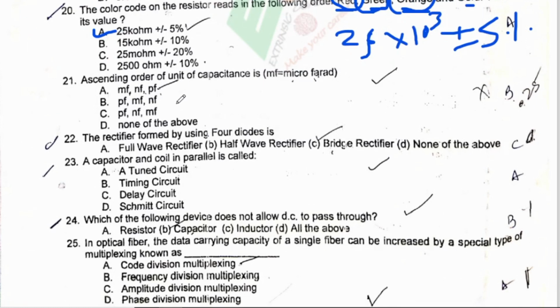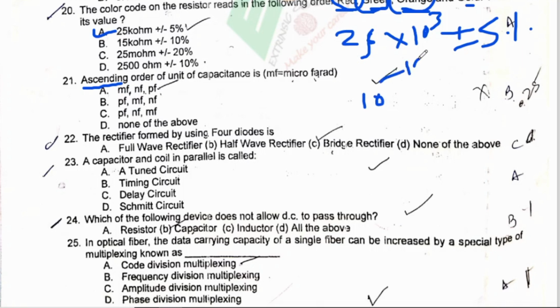Next, the ascending order of the unit of capacitance. Ascending order means increasing order. So first you need to write the smaller one, then bigger, then bigger. The smallest is 10 raised to minus 12, that is picofarad. Then 10 raised to minus 9, that is nanofarad. And then 10 raised to minus 6, that is microfarad. Here it is written as mm meaning microfarad. So picofarad, nanofarad and microfarad. This is the ascending order, so option C is the correct answer here. Smallest, then bigger, and then bigger. You need to write like that.